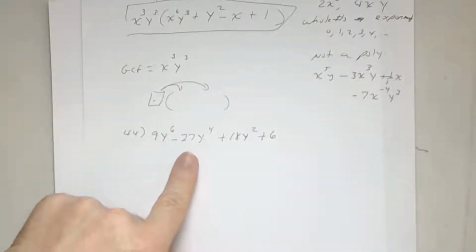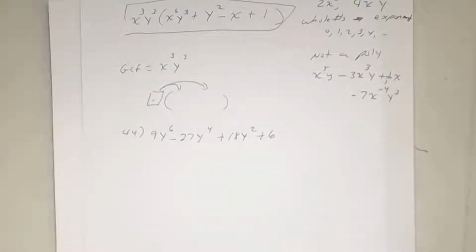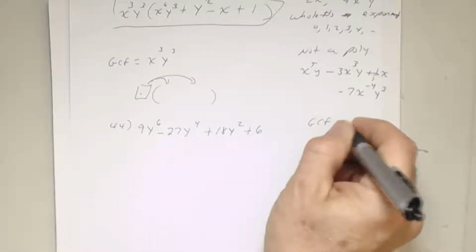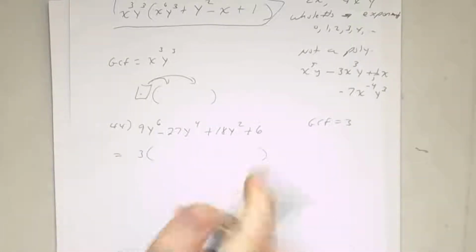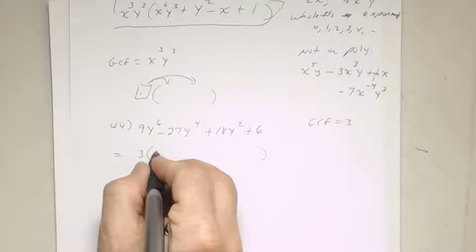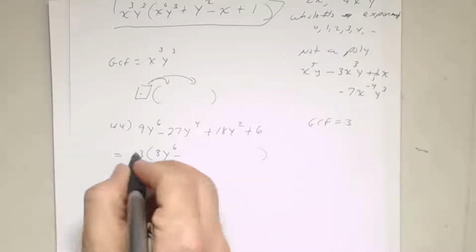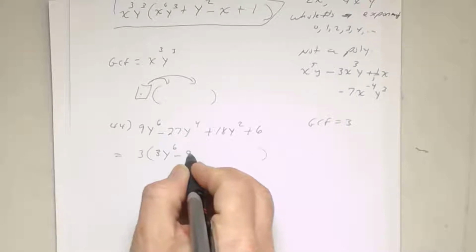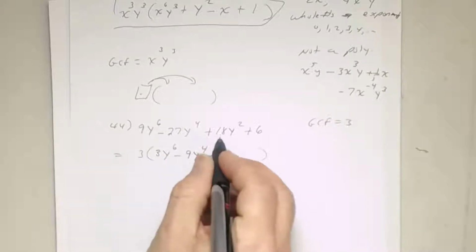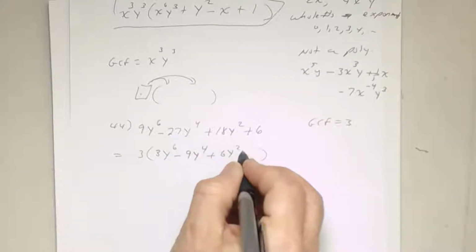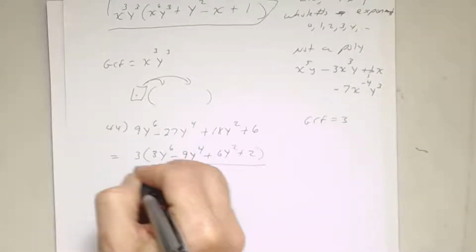My coefficients are 9, negative 27, 18, and 6. What's the GCF of those 4 numbers? 3. So what's your GCF? 3. GCF is 3. So then your answer is going to be 3 times whatever is in here. 3 times what's 9y to the 6? 3y to the 6 minus 3 times what's 27y to the 4th? 9y to the 4th plus 3 times what's 18y squared? And then plus what? 2. And there's your answer.